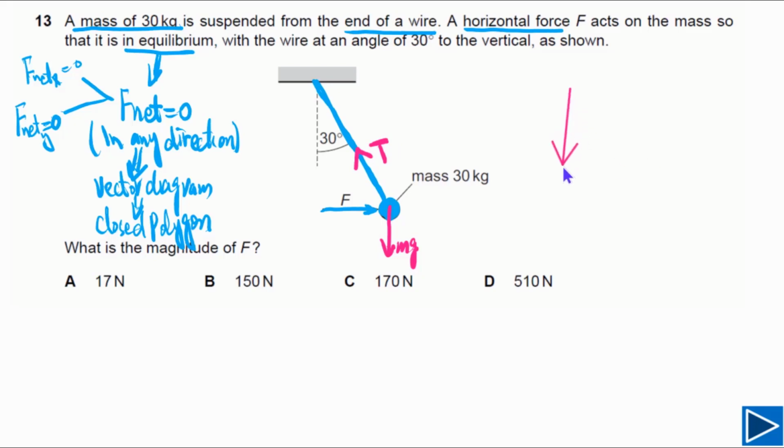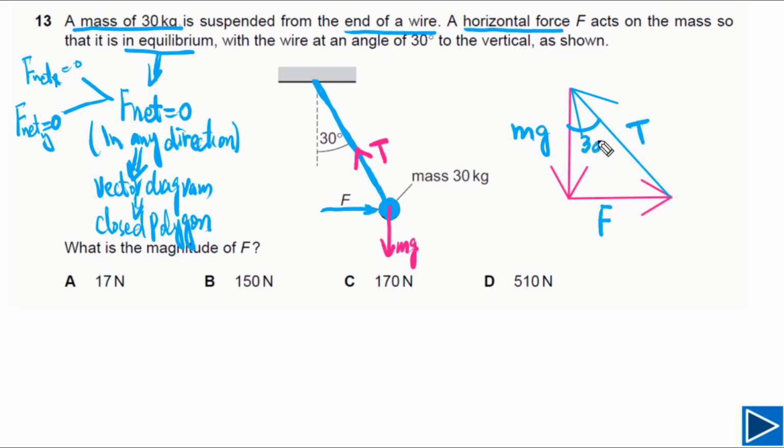First of all, let's draw the weight. This is gravity, acting vertically down. Second, we have the horizontal force that is acting along the horizontal. The last one is the tension. So this is the tension force. We can complete this vector diagram and label it: this is mg, this is the force F, and this force is the tension, T. We also need to understand this angle as it is given here. This angle is equal to 30 degrees. We can also label it here.